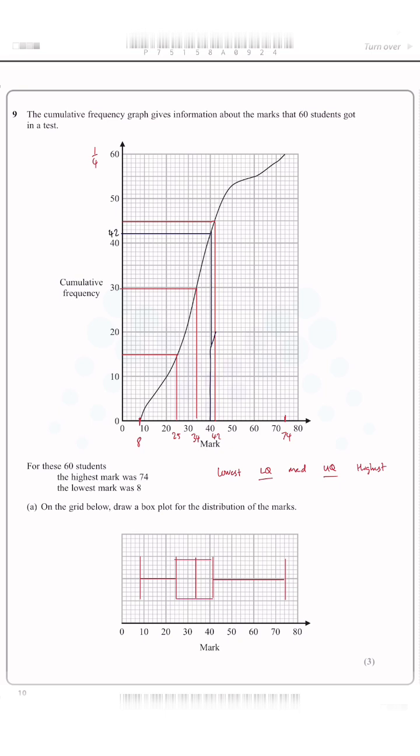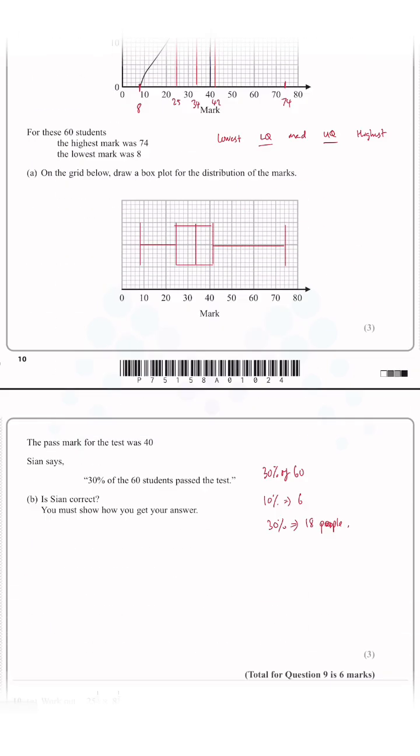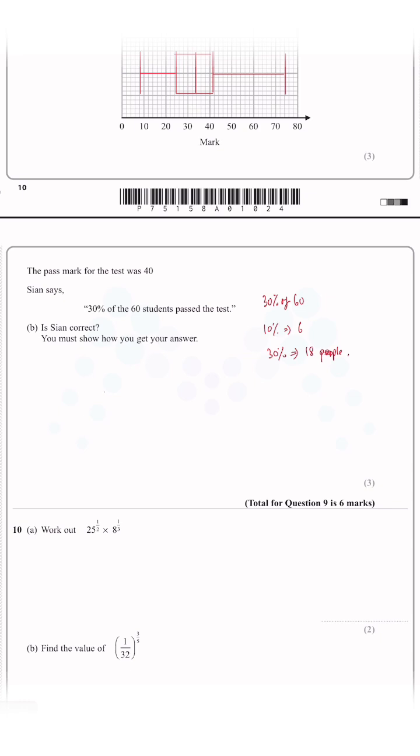Now, anything above that, they're the people that actually pass the test. So what's the difference between 60 and 42? 60 minus 42 is equal to 18. So he's actually correct because 18 people did pass. And that was 30% of the people.